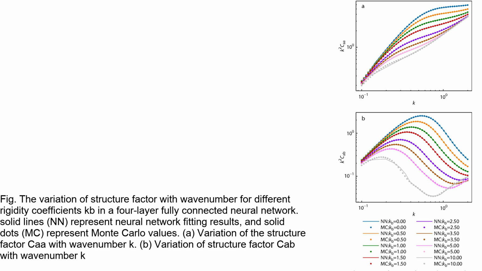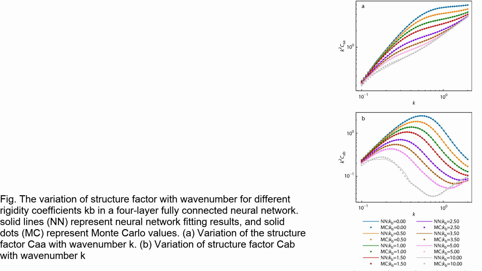The solid lines represent the fitting results of the neural network, while the solid dots represent the numerical values obtained from Monte Carlo simulations. In terms of the results, for the structure factor Ca, it is observed that as the rigidity coefficient Kb increases, the structure factor decreases successively at the same wave number k. This trend is consistent across different wave numbers and rigidity coefficients.